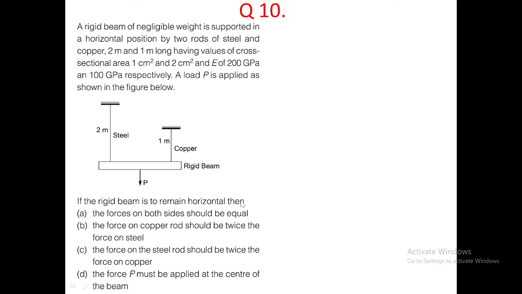Next, 10th question. A rigid beam of negligible weight is held in a horizontal position by 2 rods of steel and copper, 2 meters and 1 meter long, having cross sectional areas of 1 cm square and 2 cm square. Young's modulus is 200 GPa and 100 GPa respectively. A load P is applied as shown in the figure. Steel is 2 meters, copper is 1 meter, and with the rigid plate the deflection is the same. So del L copper equals del L steel.